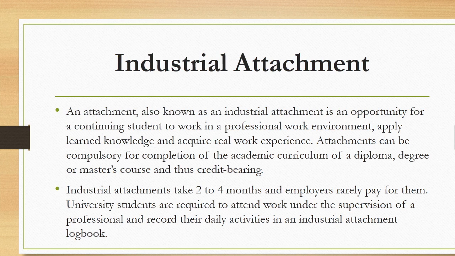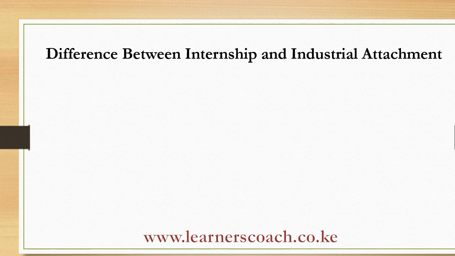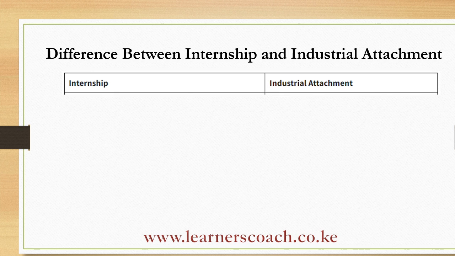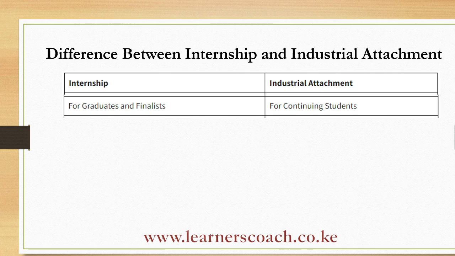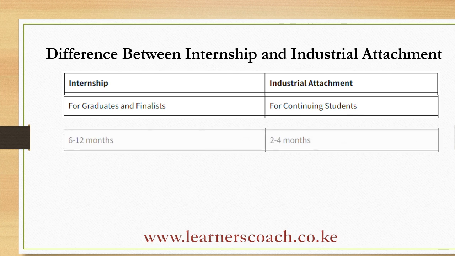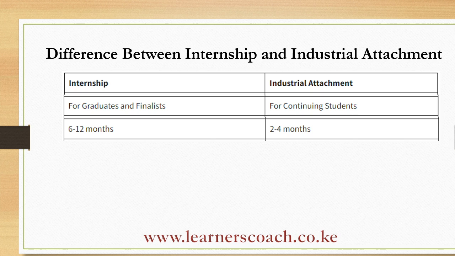So in a nutshell, we can narrow down to these differences between internship and industrial attachment. The first difference is that internship is for people who have graduated, in simple terms, and industrial attachment is for those who are still pursuing their education, or continuing students. The other difference is that internship takes over 6 months. It can even be 1 year, and of course industrial attachment normally takes a semester period, which is normally 3 months, that is between 2 to 4 months.